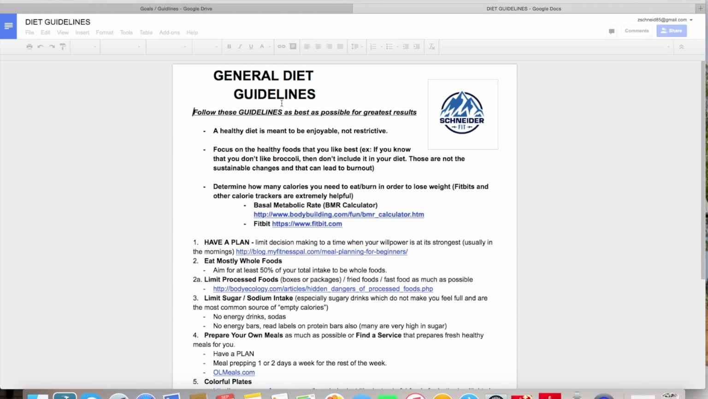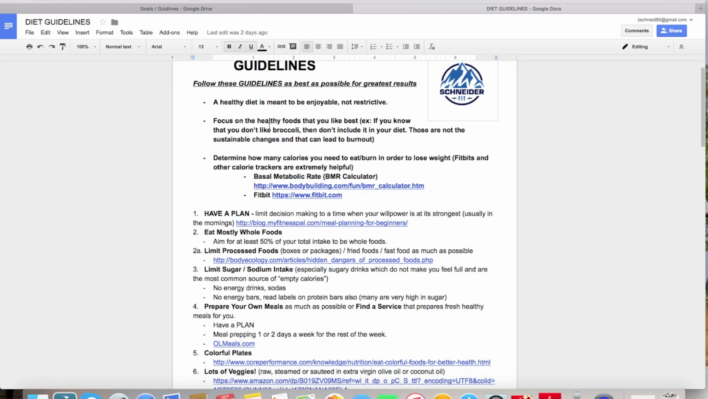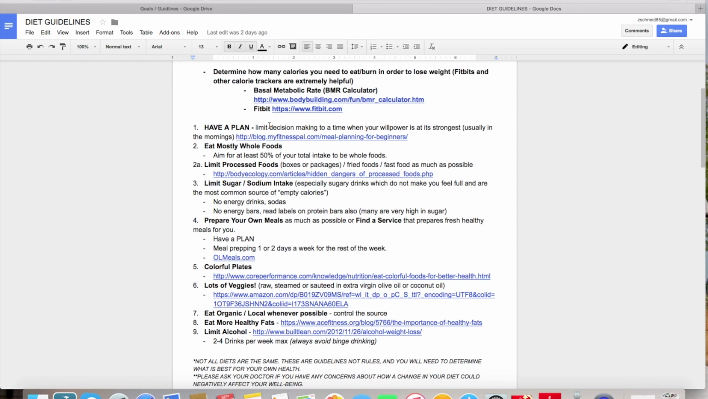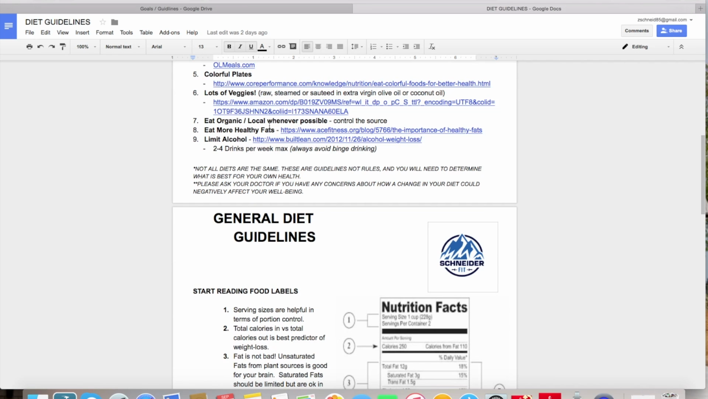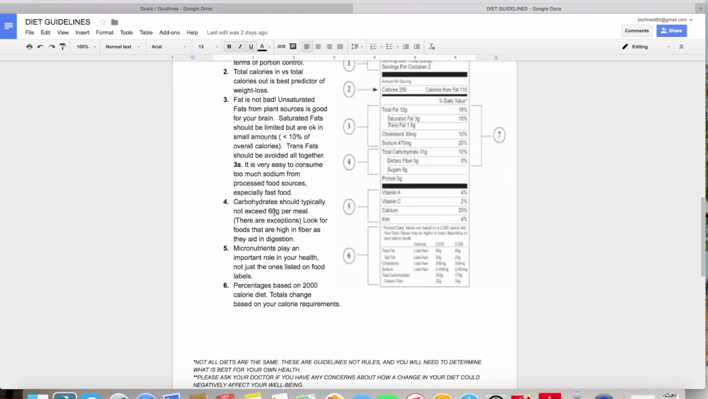With the general diet guidelines, it's three pages here. This first page is just things that, if you really follow these, drastically increase your results and your chance of succeeding and reaching your goals. Really simple ideas, but they hold true most of the time. And then down here I have, start reading your food labels. I would do that immediately. It's very important to know what you're actually eating. Not just the nutritional facts here, but also the ingredients list, and if you can't pronounce it, I don't know what it is.